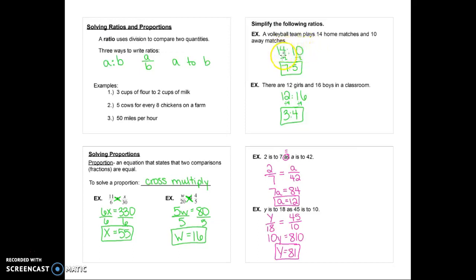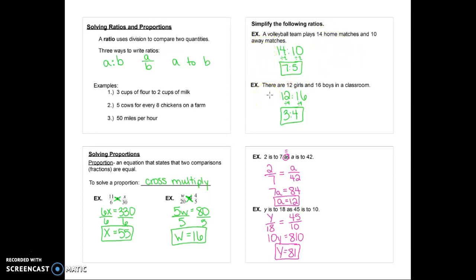So the furthest I can reduce it is by dividing each of those by 2. That's the biggest value that is divisible by both. 14 becomes 7, 10 becomes 5. So that's my simplest form of 7 to 5. That means that if the volleyball team plays 7 home matches, they are then playing 5 away matches because I was originally comparing home to away.